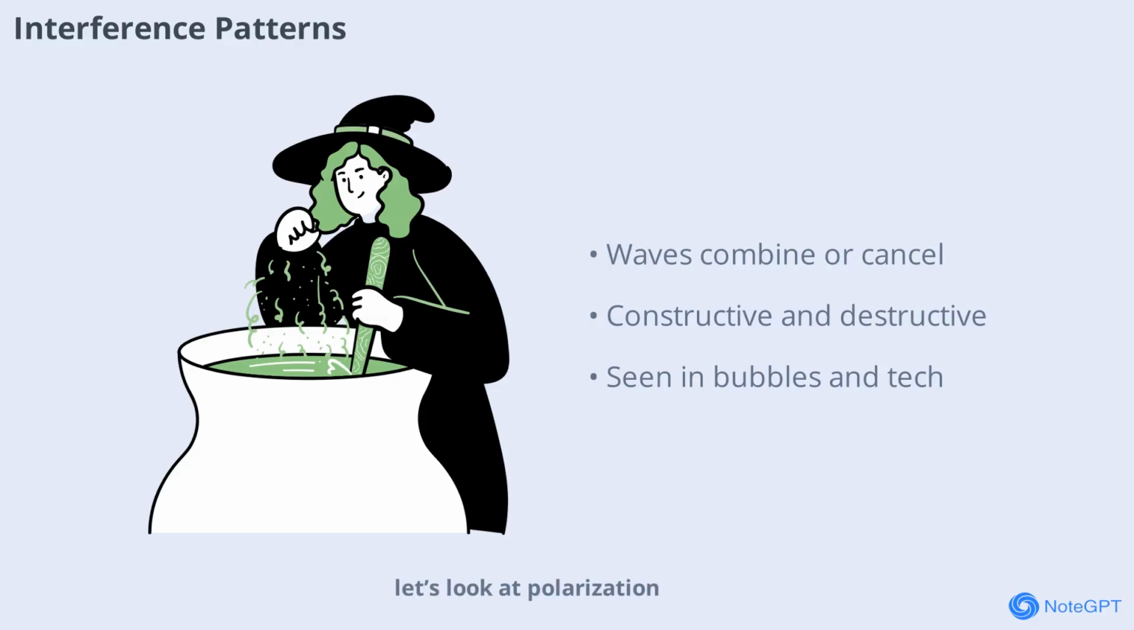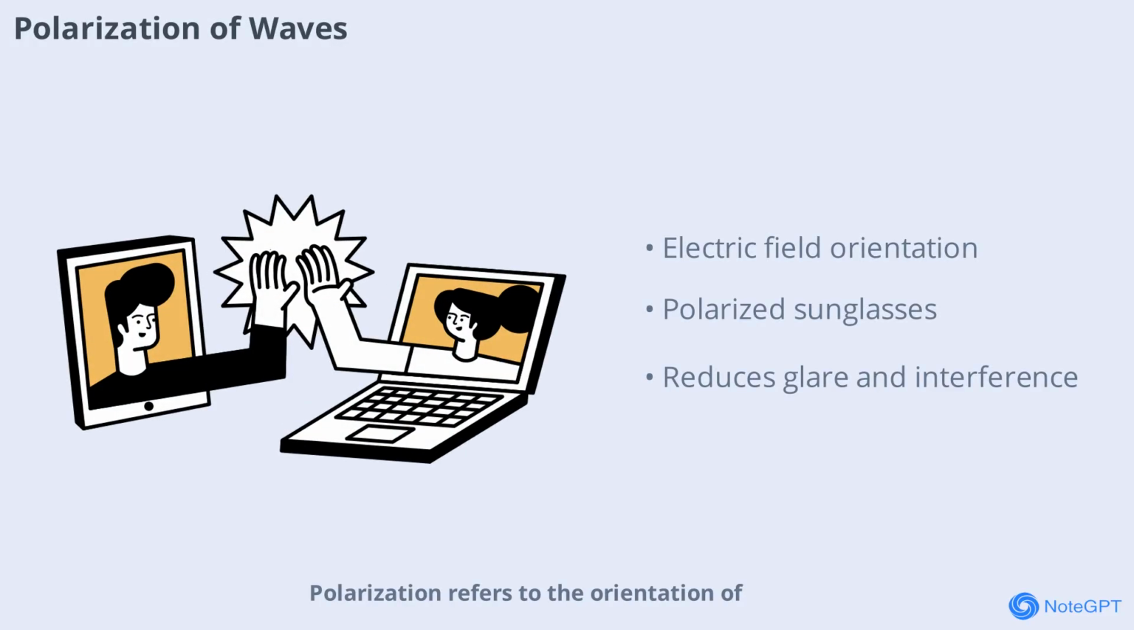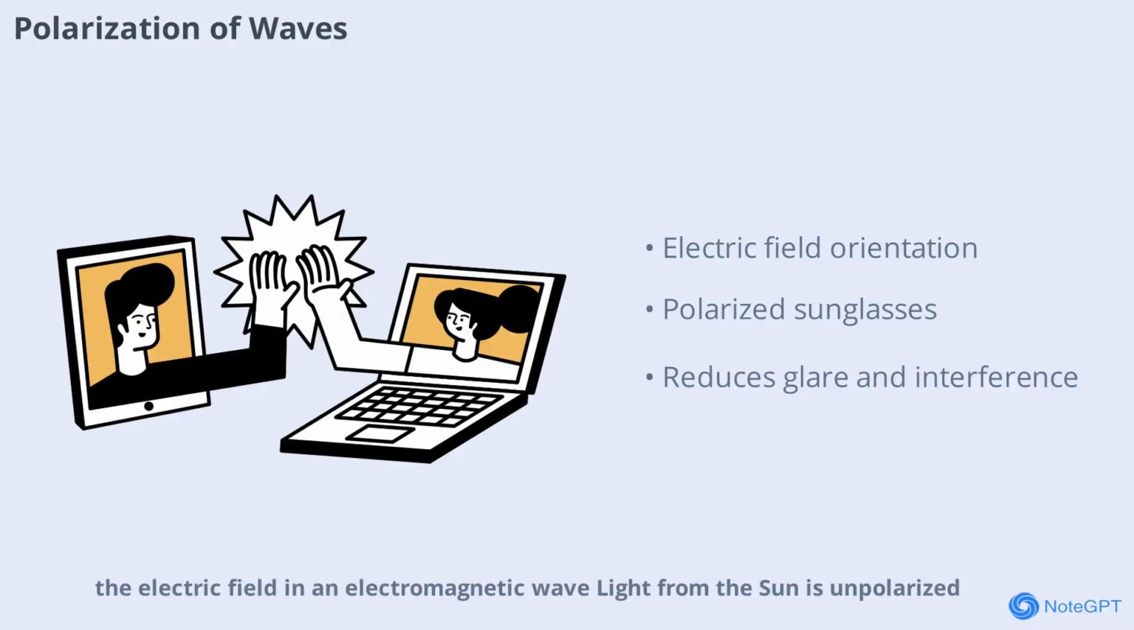Next, let's look at polarization. Polarization refers to the orientation of the electric field in an electromagnetic wave. Light from the sun is unpolarized, meaning the electric field vibrates in all directions. However, certain filters or surfaces can polarize light, allowing only waves with a specific orientation to pass through. Polarized sunglasses use this principle to reduce glare from surfaces like water or roads. Polarization is also important in communication systems, where it helps separate signals and reduce interference.